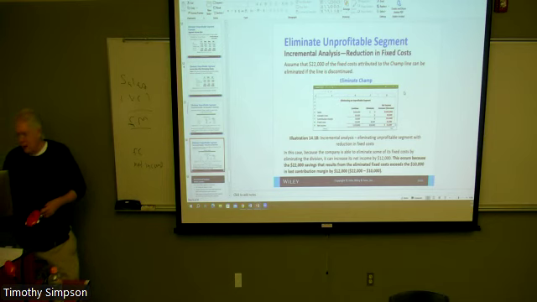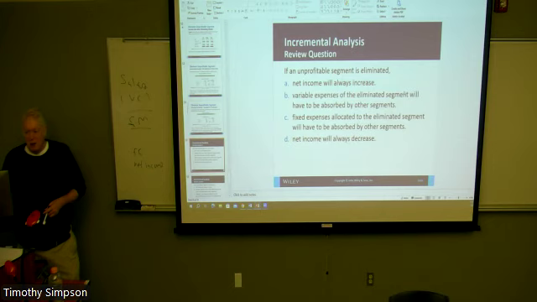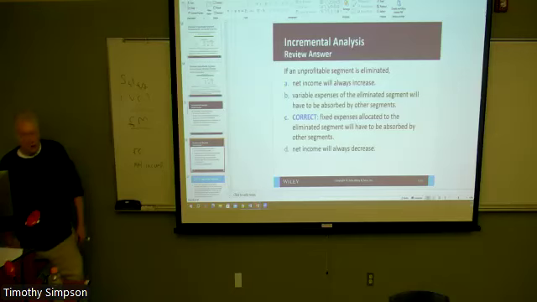Any questions about this scenario of the tennis rackets? Okay. If an unprofitable segment is limited, what's the answer? Net income will always increase. Well, yeah, that's a tough one, right? Variable expenses of the limited segment will have to be absorbed. No. It's C, fixed expenses will have to be absorbed, and then income will not always decrease. So it's got to be C.